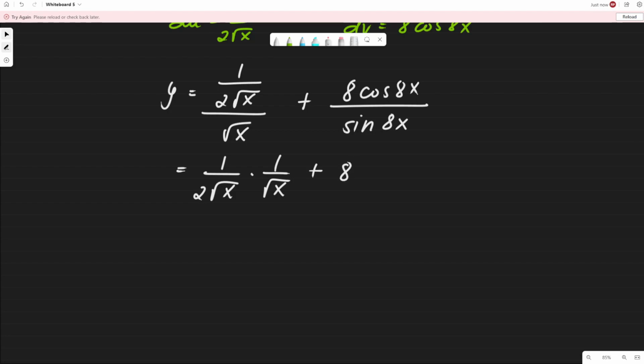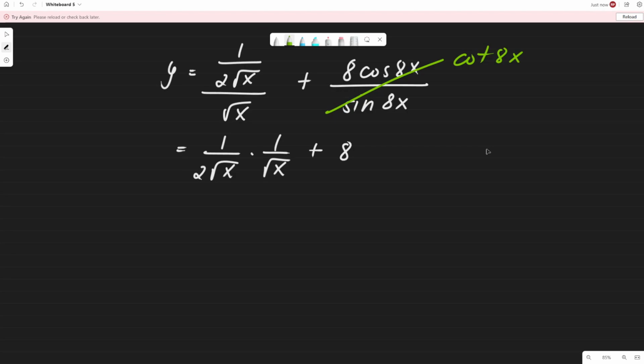'Di ba remember, we have a trigonometric identity for cosine and sine. So cosine over sine, this is equivalent to cotangent 8x. Pero hindi ba tangent, that is sine over cosine. Cosine over sine 'to. So we'll have 8 cotangent 8x to simplify. Ayan. Tapos, multiplication. So square root of x times square root of x is just simply x. So we'll have 1 over 2x plus 8 cotangent 8x. This is our y prime. So this is our final answer.